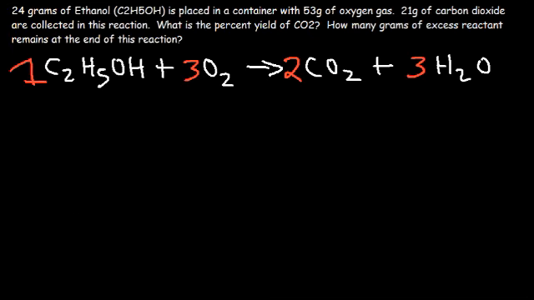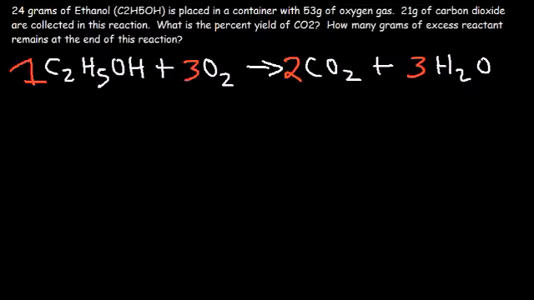So what we're going to do now is called a gram-to-gram conversion, or gram-to-gram stoichiometry. We're going to start with 24 grams of C2H5OH, and we're going to convert it to grams of CO2. So first, we're going to convert grams of C2H5OH into moles using the molar mass, and then we're going to convert the moles of C2H5OH into moles of CO2 using the molar ratio, which is found in a balanced reaction. And then once we have moles of CO2, we're going to convert that back to grams using the molar mass of CO2. And that's how you can do a gram-to-gram conversion.